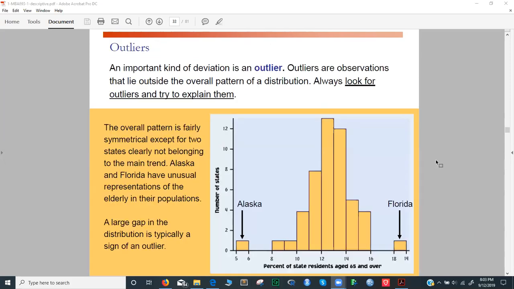Now let's look at outliers. Always look for outliers and try to explain them. So here, what do we have? We have percent of state residents aged 68 and over. You can see we have outliers here, Alaska and Florida. If anybody's been to Alaska, you can see there's a lot of wacky people up there, and in Florida there's a lot of blue hairs.